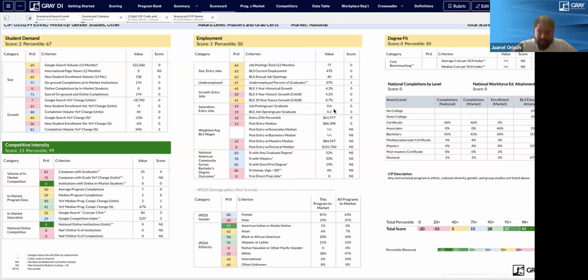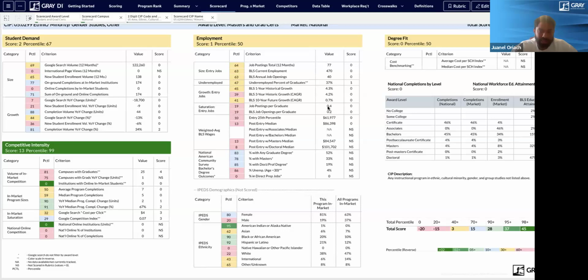When I look over at the employment data, the main thing that I see here is the saturation. 0.4 job postings per graduate, 0.2. It doesn't mean that there are no jobs for this, right? So we're not saying, hey, look at this, don't offer this program, jobs don't exist, but we're going to want to really spend some time identifying what those jobs are or what we think those jobs will be.